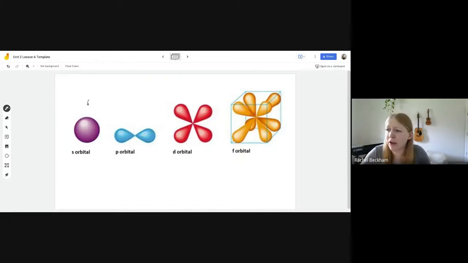And this is what the houses kind of look like. Remember, sublevels are kind of like houses. So when I say, oh, my electron is on the S sublevel, this should say sublevel next to it. I'm sorry, not orbital.